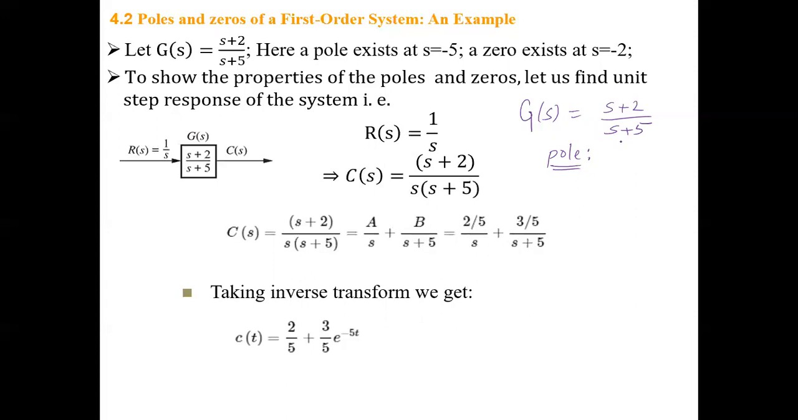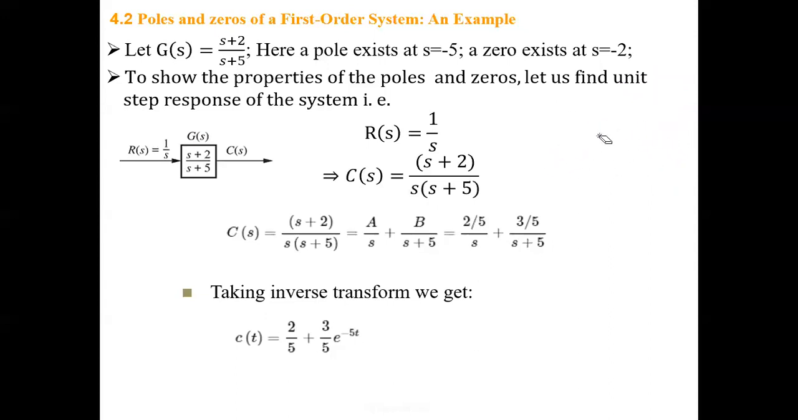Denominator equals 0, right? We get the pole by equating this to 0. So what do you get? S equals negative 5. That's your pole. How about the zero? Equate the numerator to 0, you get s equals negative 2. That's your zero. The zero is s equals minus 2. The pole is s equals minus 5. Okay? Does it make sense?